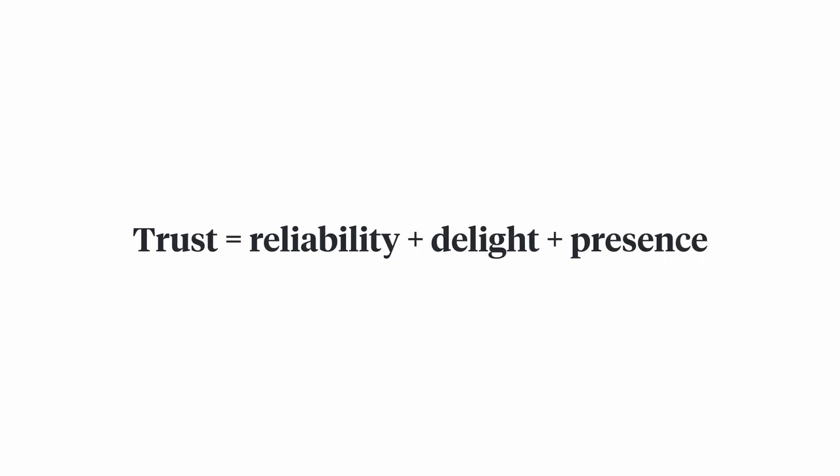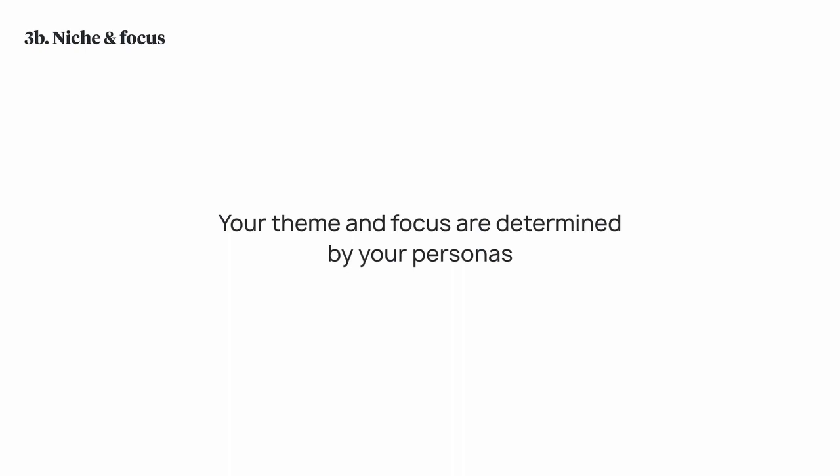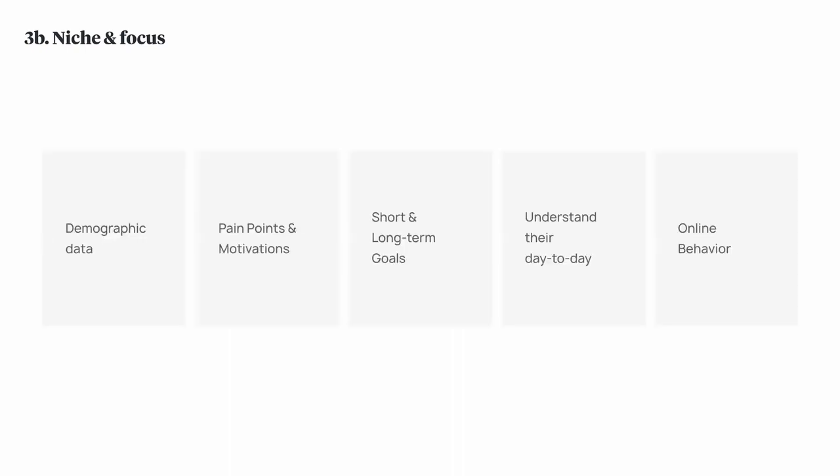So again, this goes into trust equals reliability. Brand trust comes from reliability plus delight plus presence, right? Your theme and focus are defined by your personas. So looking at the demographic data, pain points and motivations, short and long-term goals, understanding their day-to-day, their online behavior, you can start using this to define what your niche should be, right?